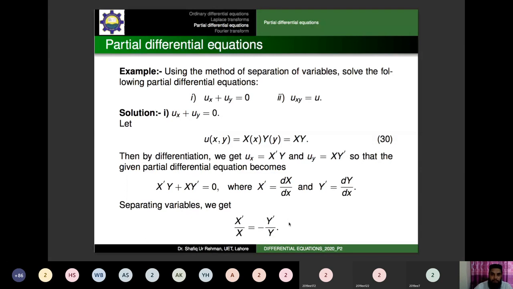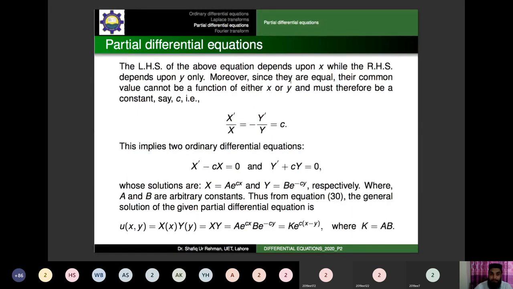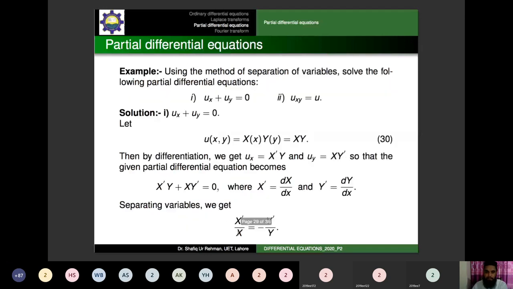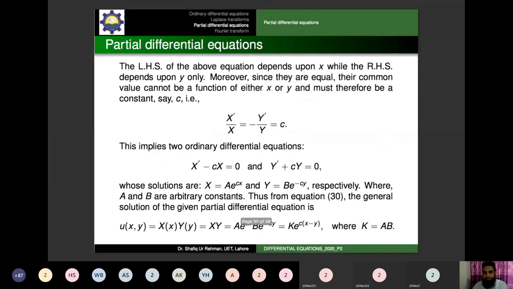Since the left-hand side of the above equation depends upon x, whereas the right-hand side depends upon y explicitly, and since they are equal to each other, their common value cannot be a function of either x or y. Yes, because the left-hand side is purely a function of x, but not the right-hand side. The right-hand side is purely a function of y, but not of the variable x. So their common value cannot be a function of either x or y, and must therefore be a constant value. This is the only possibility. So we assume it as C, for example. They are equal to each other, and their common value is a constant.